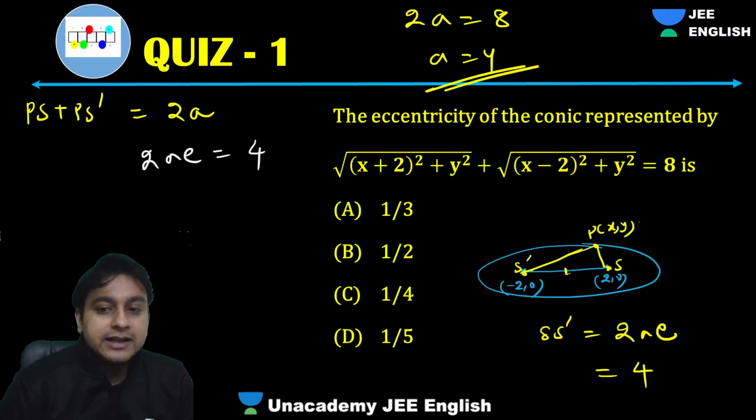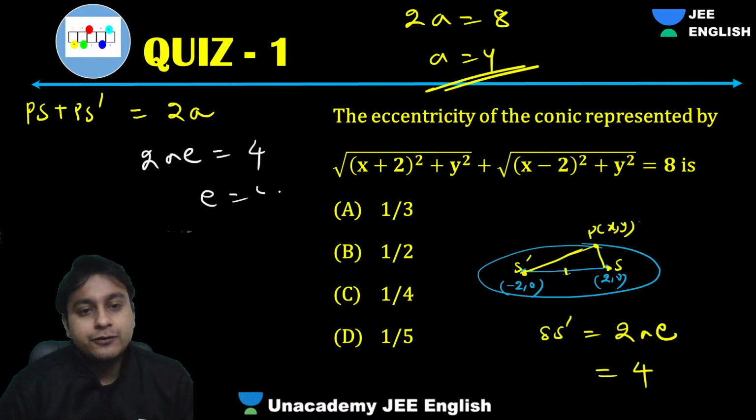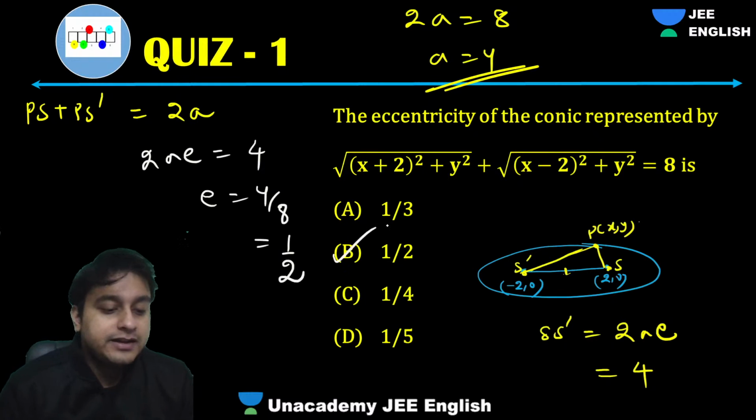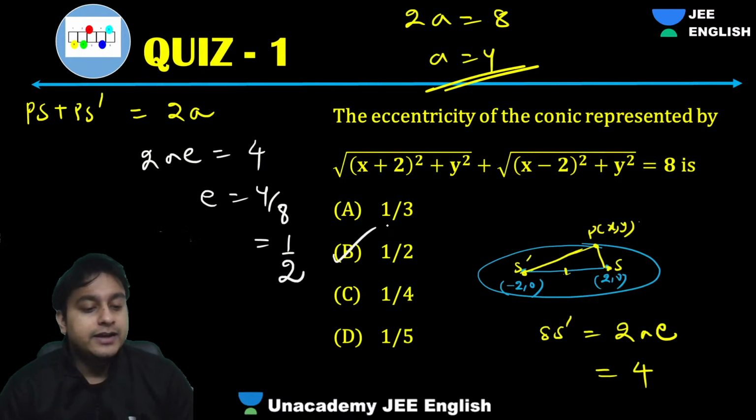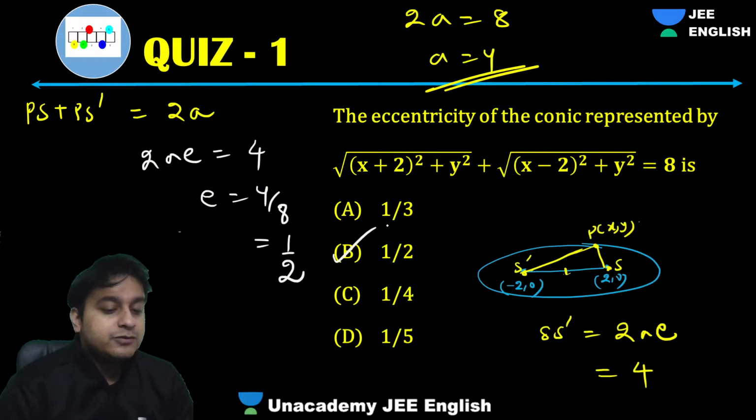So guys, what will happen? Tell me. 2a we already have 8. e is nothing but 4 by 8, which will be coming as half. And that is our answer, my dear students. Right, everyone? Great. So this is what our answer would be.